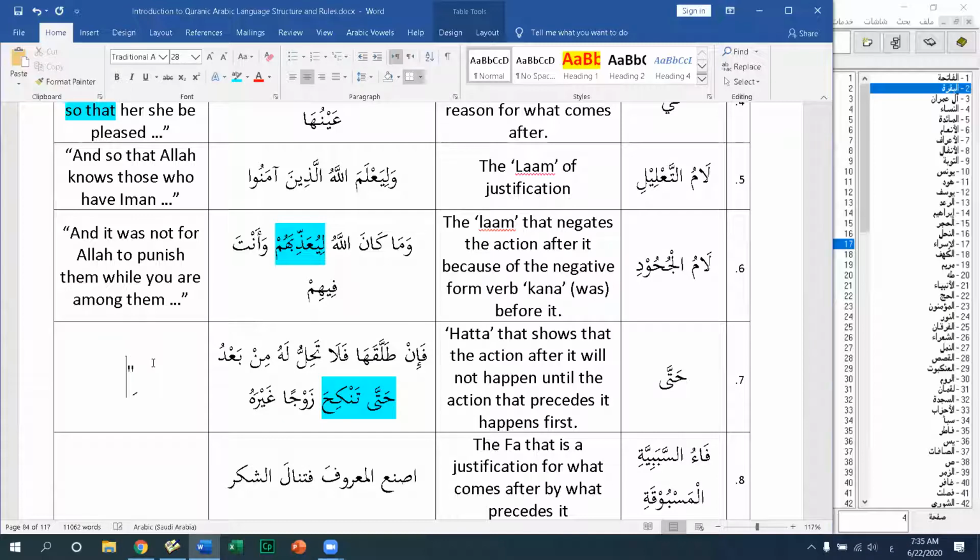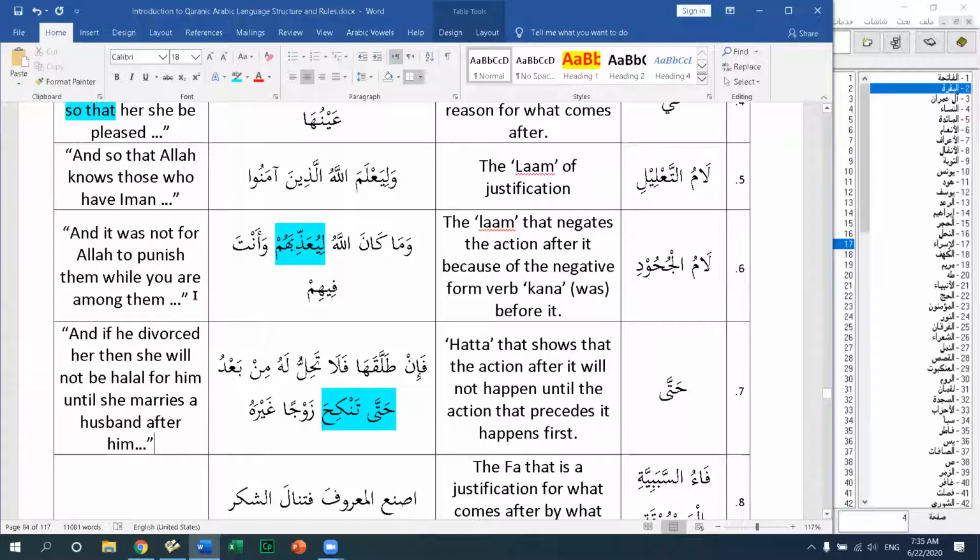And if he divorced her, then she will not be halal, permissible for him until she marries a husband after him.